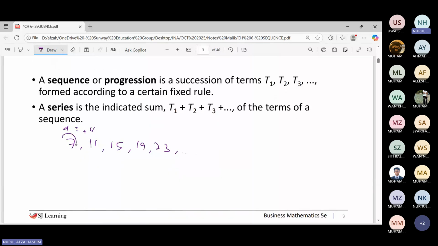Okay, so what do you mean by this? It means this is the number at the first place, which we call T1. The number at the second place is T2. The number at the third place is T3. The value at the third place is 15. You have to differentiate between the 3 and the 15 here. The 3 refers to the place. The 15 refers to the value. Boleh faham?